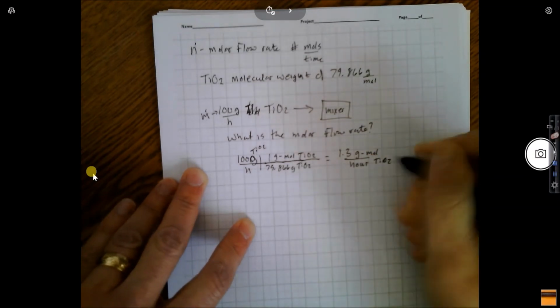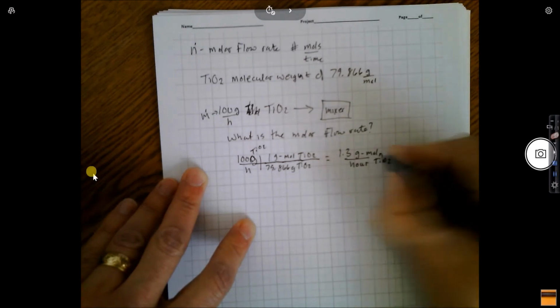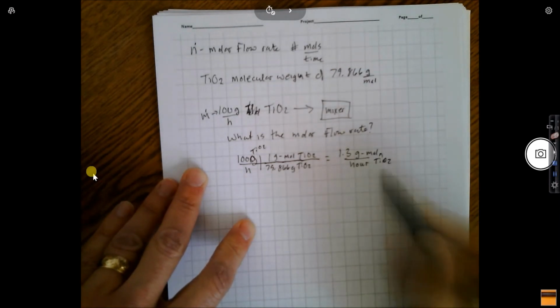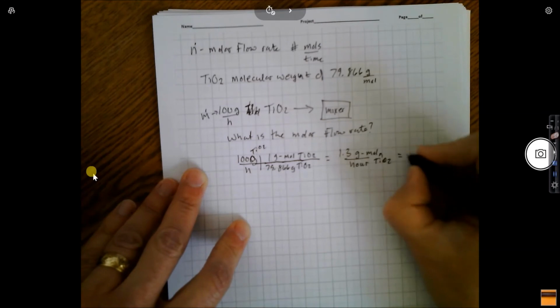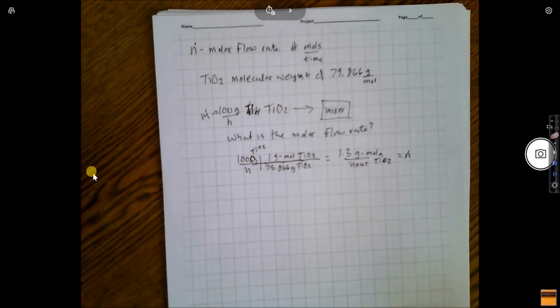So there's 1.3 gram moles, and I probably should have put this up top. 1.3 gram moles of TiO2 flowing per hour, and that's equal to our molar flow rate. All right, so we've gone from mass flow rate to molar flow rate, and that's actually pretty simple. However, if we're given a volumetric flow rate, we probably can't do it with just one conversion factor.